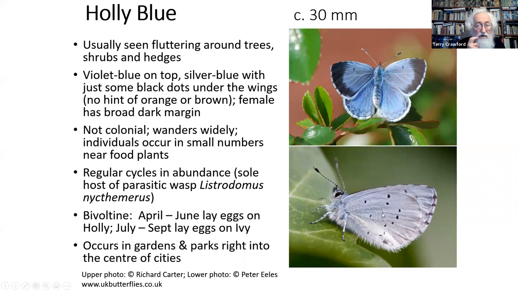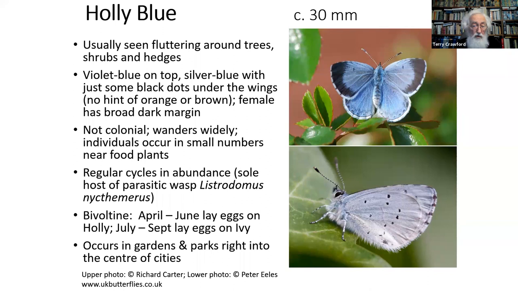Now, these are not colonial. You normally only see them in ones or twos and you don't normally see them near the ground. They're normally up flying around hedges, bushes or the lower part of trees. The ones that are going to appear before too long, the females will lay their eggs on holly, so you'll tend to see them around holly bushes. The offspring of those emerge by the height of the summer, and they then tend to hang around ivy. So the first generation lays eggs on holly, the second generation lays eggs on ivy. In actual fact, they can go quite well into towns, particularly towns with old buildings, where you've got ivy on the walls, you'll see the holly blue.